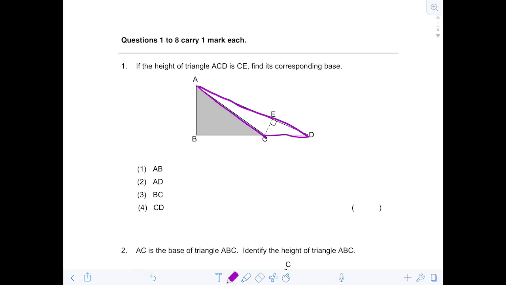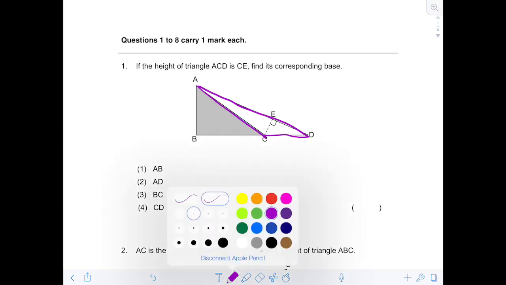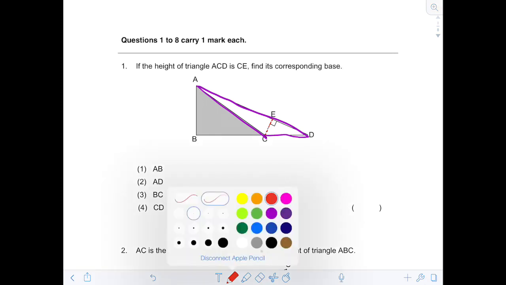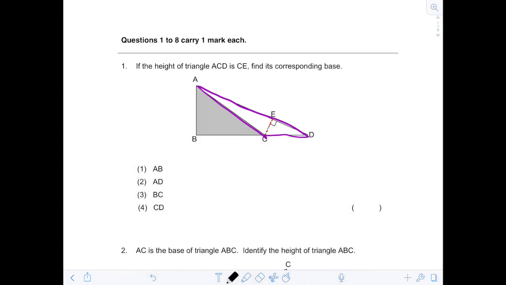If the height is CE, which is over here, you must know that the base is always at a right angle with the height. So all you need to do, if they give you the base and ask you to find the height, or they give you the height and ask you to find the base, is find the right angle and the two lines that make up the right angle. Therefore, if CE is the height, the base has to be AD. Shouldn't be anything very difficult about this.